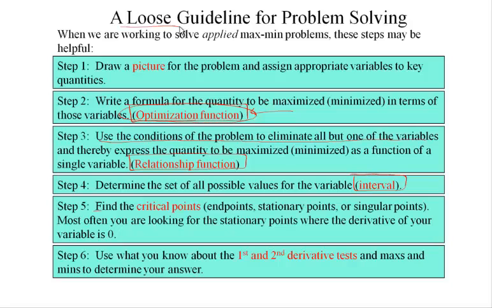Once you have the optimization function in terms of only one variable, then differentiate with respect to that variable and find your critical points. Find your stationary points. Don't forget you have singular points as well. Don't just look for where the derivative equals 0. You might also be looking for where the derivative is not defined. You are most often looking for stationary points where the derivative equals 0, however.